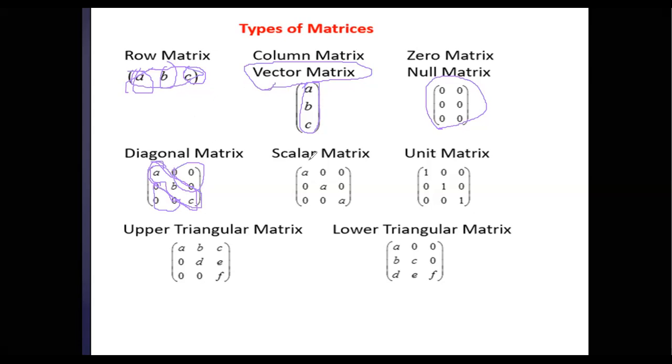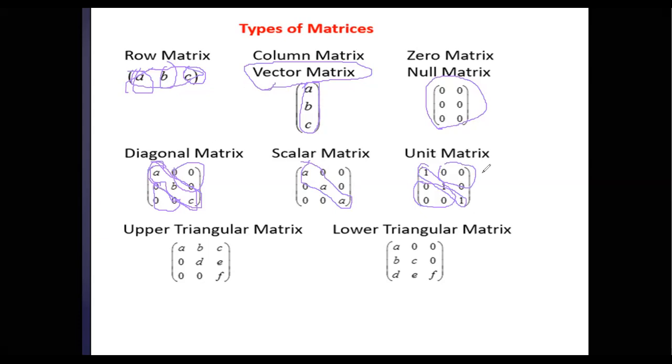Then scalar matrix. What is the meaning of scalar matrix? If the diagonal elements are the same, other than one, then it is called scalar matrix. But if the diagonal elements are the same and they are one only, and if the elements other than the diagonal are zero, then it is called unit matrix.